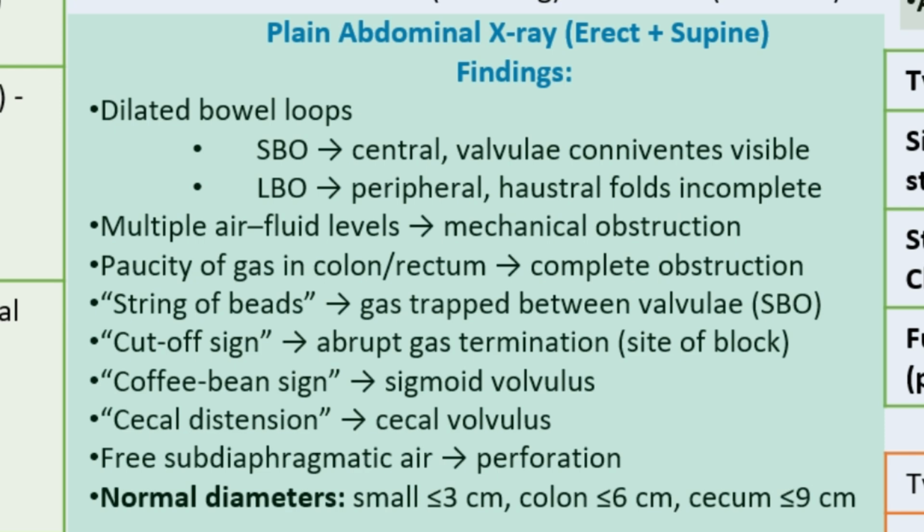We have other signs like the string of beads sign, which means that you have gas trapped between the valvulae conniventes, and that is in small bowel obstructions. We have things like the cutoff sign, which is abrupt termination at the site of blockade. Then we have things like the coffee bean sign in volvulus, where we have a distension. And we have free air if we have a perforation going on, as well as in this patient with IO.